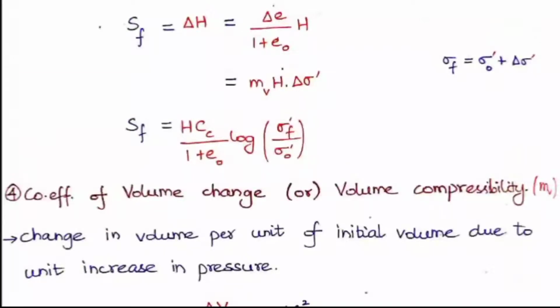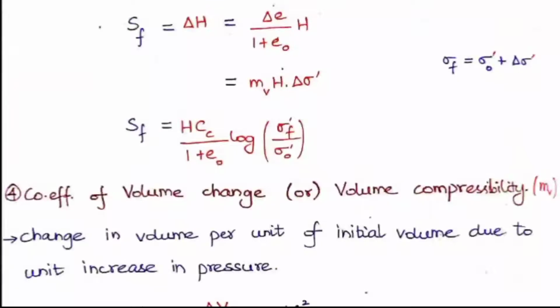This is the formula we will mostly use for finding the settlement. They will give the initial and final effective stress and the initial void ratio, and also H, the height or thickness of the soil, and the value of Cc. With respect to that you can find the settlement easily. The next is the coefficient of volume change or volume compressibility, which is m_v. This is the change in volume per unit of initial volume due to a unit increase in pressure.